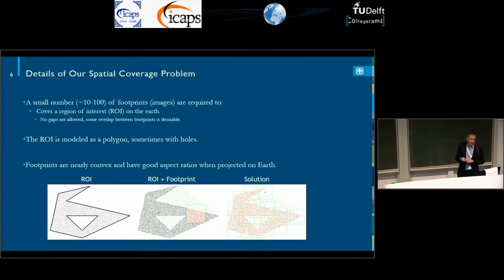Some other loose assumptions. We in general focused on footprints that are nearly convex and have good aspect ratios. We didn't really explore situations where you have some really weird geometries. So hopefully that'll also be clear in some of the pictures I have coming up here.